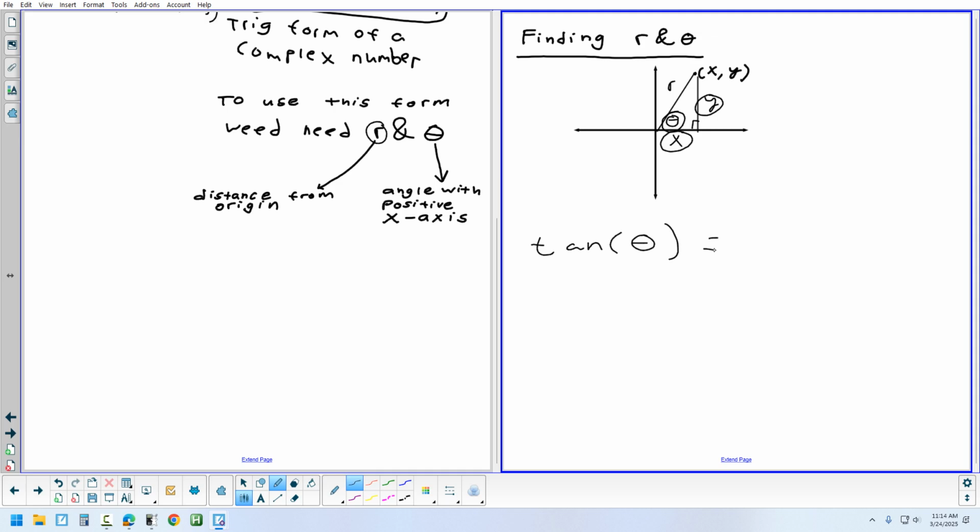What would tangent equal? Opposite over adjacent, so y over x. And now our goal is to figure out theta, not the tangent of theta. So how would we get rid of tangent? I'm going to take the inverse tangent of what's on each side.